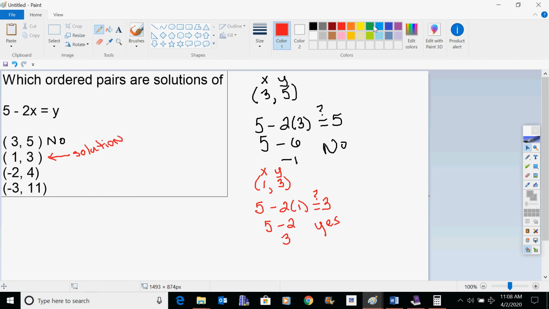I want to check another one. Let's check -2, 4. So I need to find out from the equation if 5 minus 2 times 2 gives me 4. Wait, I made a mistake. It should be 5 minus 2 times -2, because here's your x and here is your y. So do be careful with the signs because they do matter.